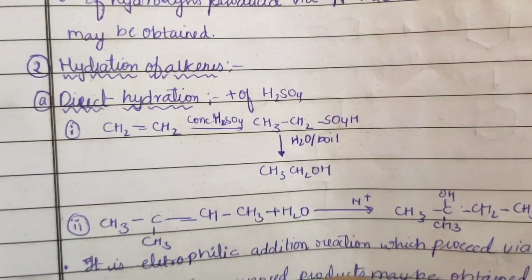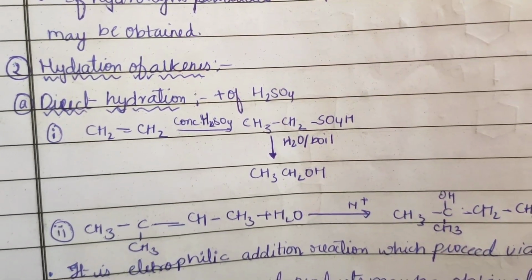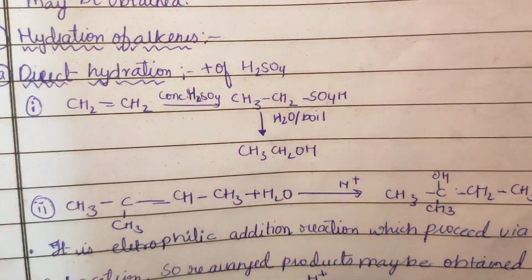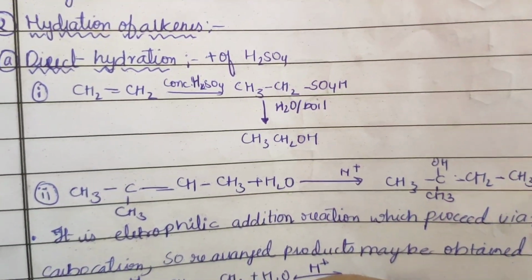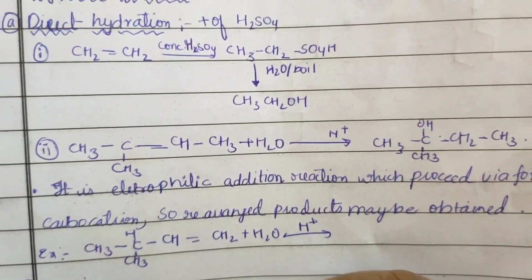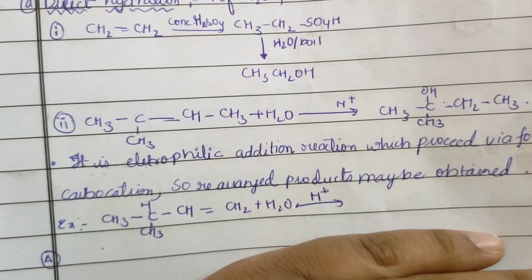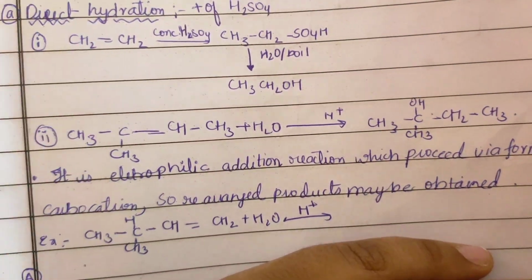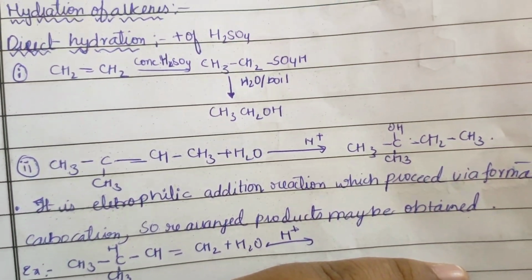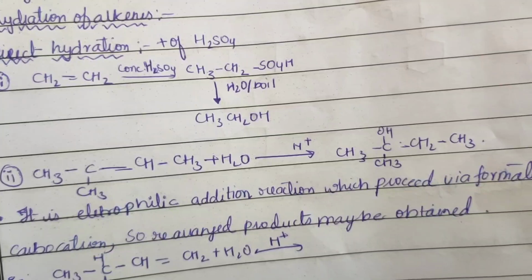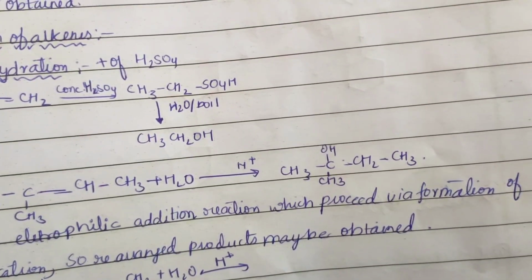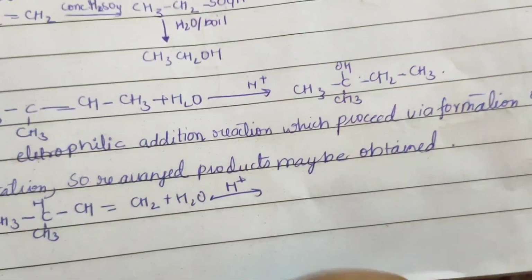Here first you can see CH2=CH2 added with concentrated H2SO4 to give rise to CH3CH2SO4H, and now it is boiled with hot water, then we'll get CH3CH2OH, which is alcohol. Then the second example is (CH3)2C=CH2 plus H2O, added with concentrated H2SO4, then we'll get the alcohol (CH3)3COH.